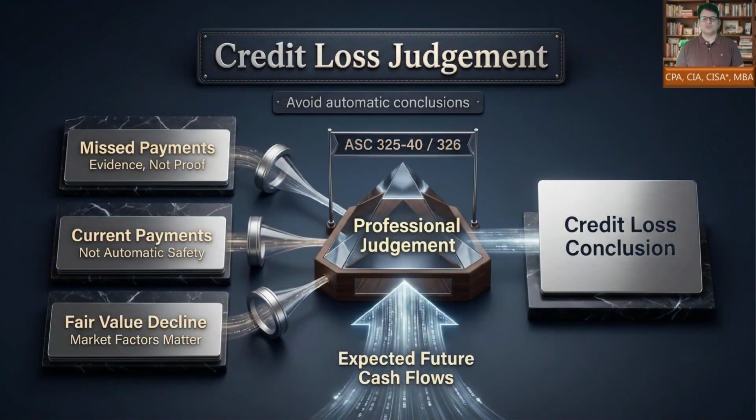Credit loss judgment requires discipline. Missed scheduled payments are evidence, but not automatic proof of credit loss. Receiving all payments to date is also not automatic proof that no credit loss exists. A fair value decline is not automatically a credit loss either, because fair value may reflect market rates, liquidity, or other factors. The proper conclusion comes from expected future cash flow evidence, current conditions, reasonable supportable forecasts, and professional judgment. In other words, do not let one data point boss around the entire analysis.